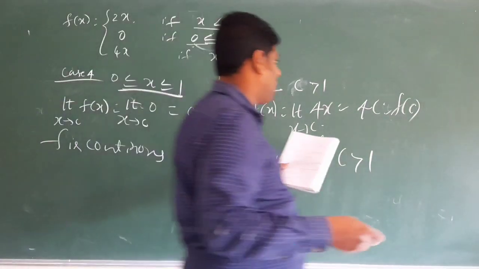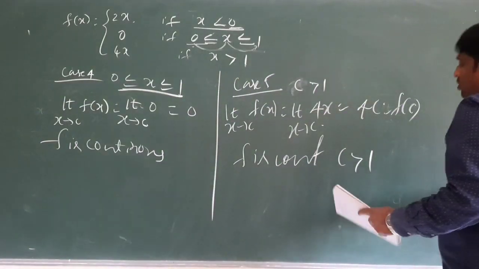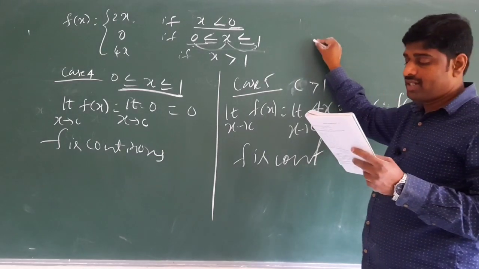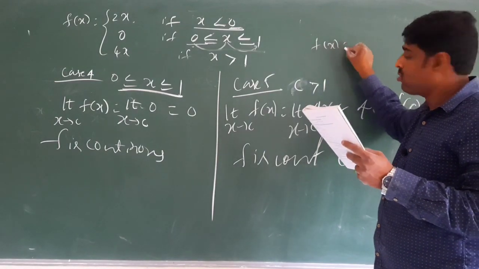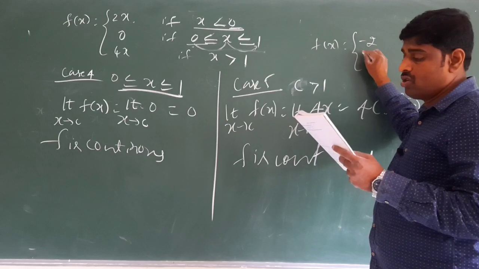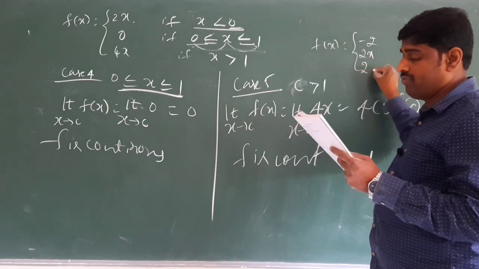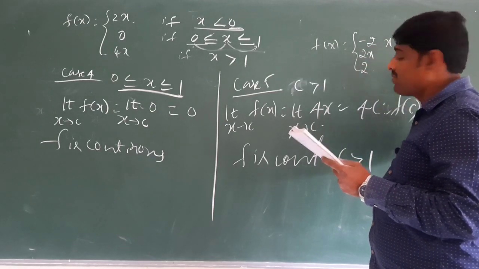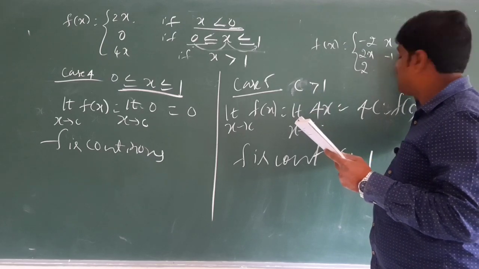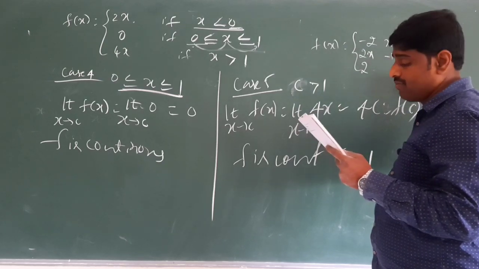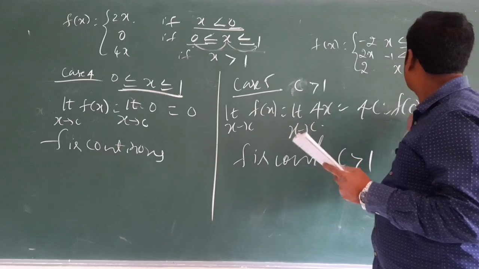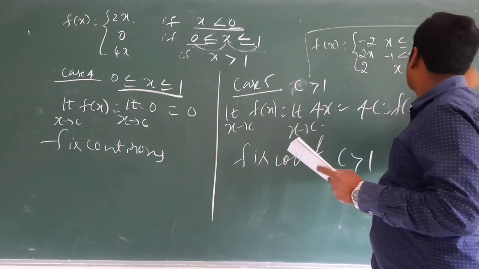So I will give the homework for you. That is f of x is equal to minus 2, 2x, 2, for x less than or equal to minus 1, minus 1 less than x less than or equal to 1, x greater than 1. This is the homework for you.